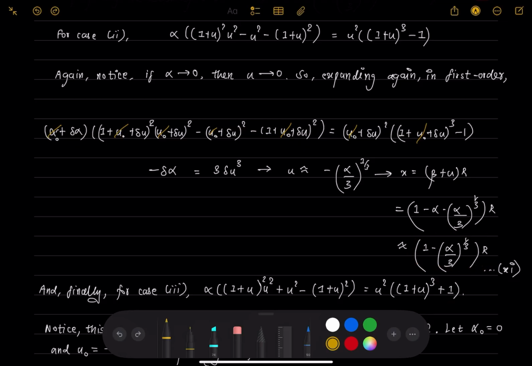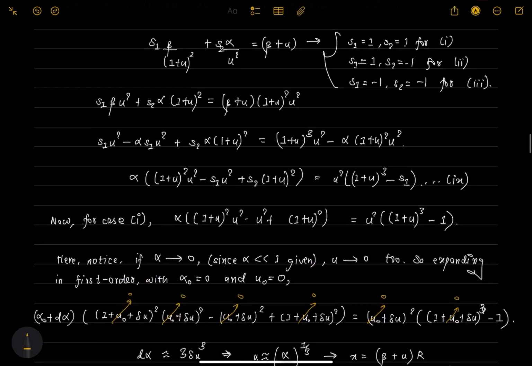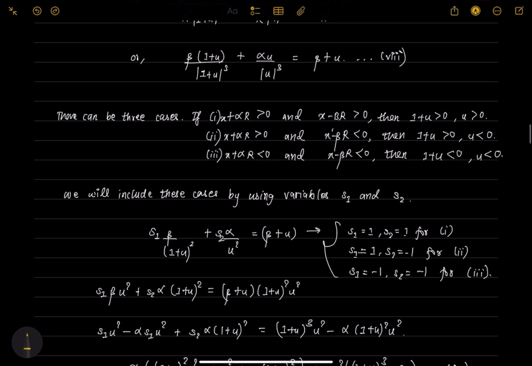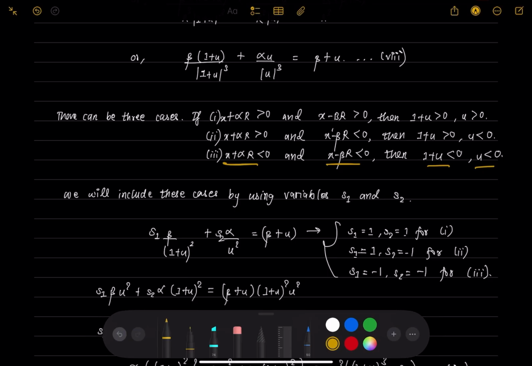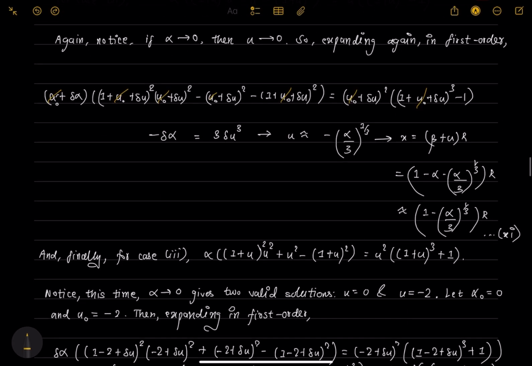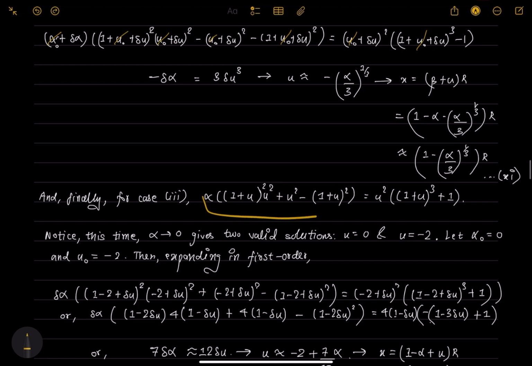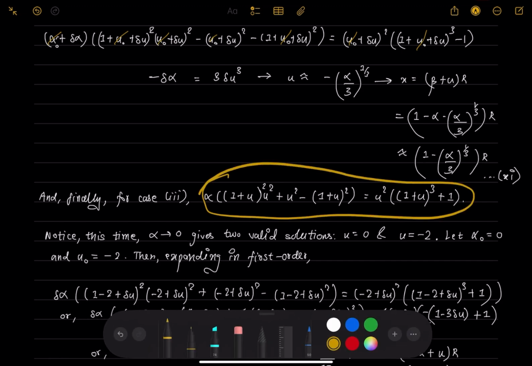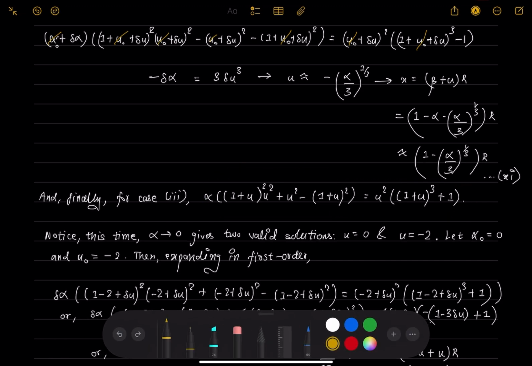Okay. And now comes the case where we consider both of them to be negative, right? So 1 plus u is negative and u is negative. So we're considering points very far off to the left, right? Very far off to the left, such that this is what our equation reduces to. So we've got everything out of which alpha can be factored out to the left and everything else to the right.